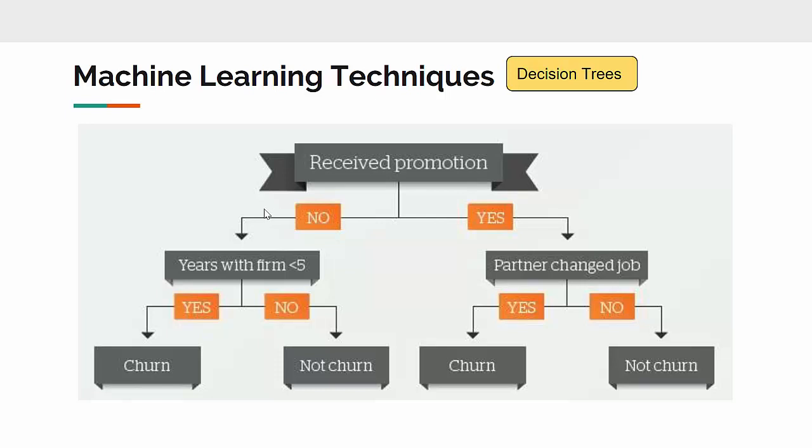If he did not receive the promotion recently, has he been with the firm for less than 5 years? If he's been with the firm for less than 5 years, then he is likely to be on the lookout for another job. If not, then he is likely to stay with the company. So this is an example of a situation where we are trying to determine if an employee is likely to churn or leave the company.